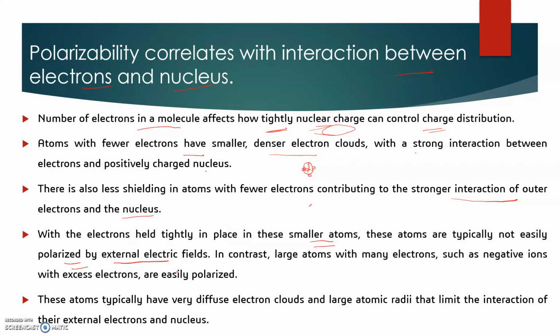However, if you take a large atom which has many electrons in its outer orbital, it should not be more than 8, correct. For such systems, negative ions with excess electrons are very easily polarized, because the positively charged nucleus cannot actually control the charge distribution in the outermost shell or orbital. Such systems will have very diffuse electron clouds and large atomic radii that limit the interaction of outer electrons and the nucleus. So the outer electrons are available for the externally applied electric field to interact with and thus polarize that molecule.